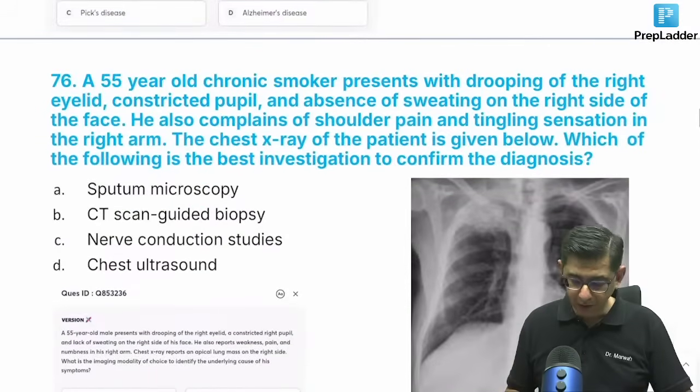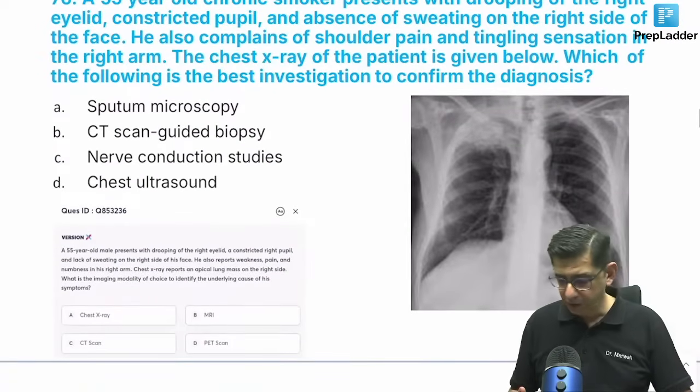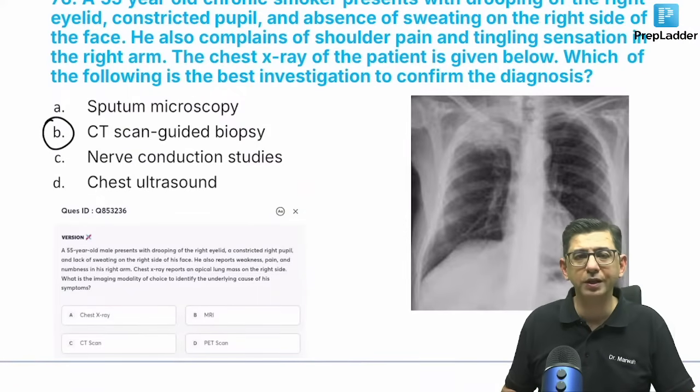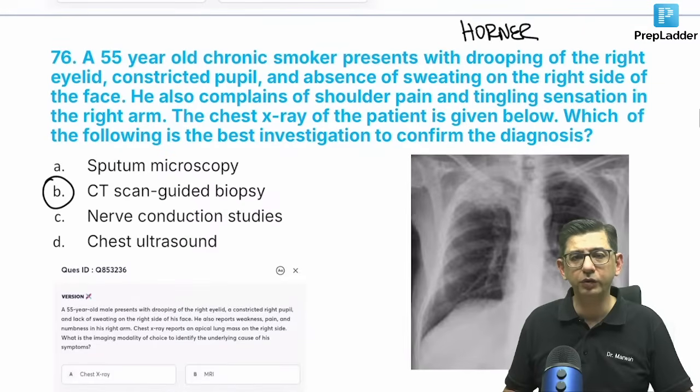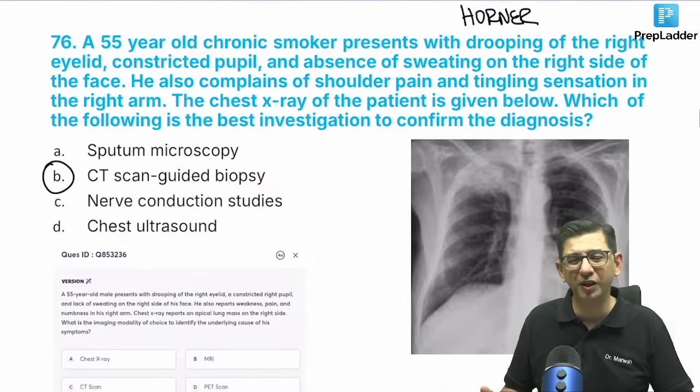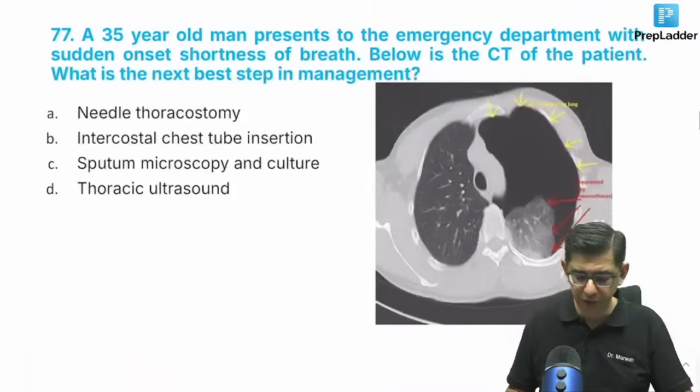Okay, then a chronic smoker with the drooping of the eyelid, so he gave that Horner syndrome presentation and he said what is to be done. So we had a good debate about it, whether it will be MRI or CT. For Horner's, we should go for an MRI, but that's not in the options. So we'll go for the tissue diagnosis. That would be adenocarcinoma in the apex, which could be responsible for this. So we'll go with option number B for this one.